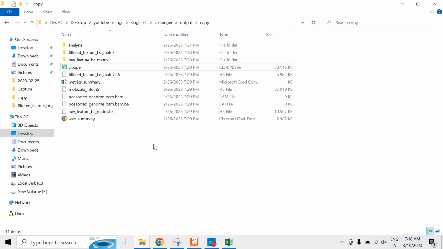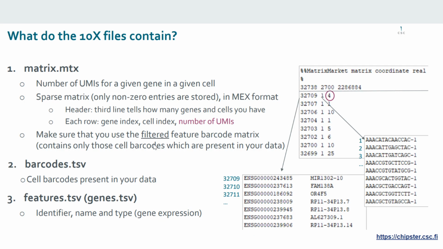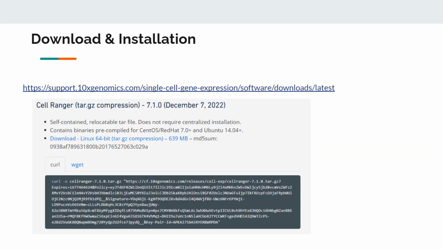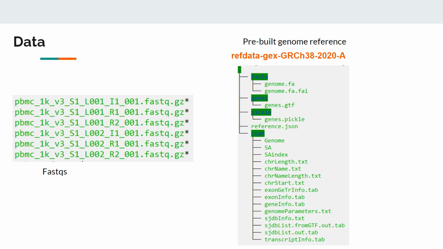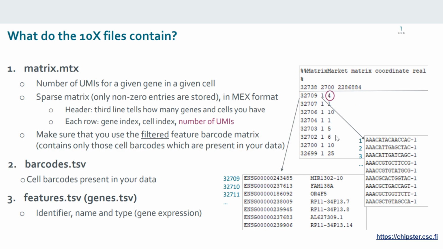Yeah, I think that's all I had. If I summarize what we did: we downloaded, we extracted, and we ran this simple example. We gave these parameters: cellranger count, id, transcriptome, fastqs, sample. And we can explore other parameters like include-introns, localcores, localmem. Then we saw the output, and mainly we explored the mtx format. Yeah, that's all about Cell Ranger.